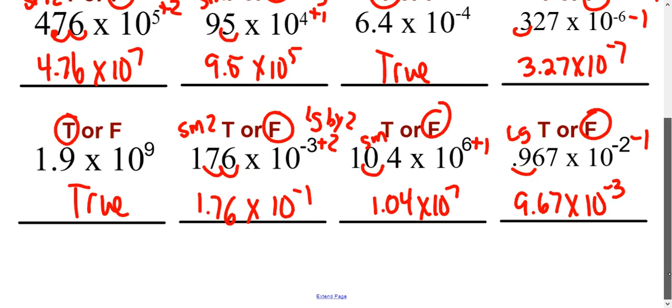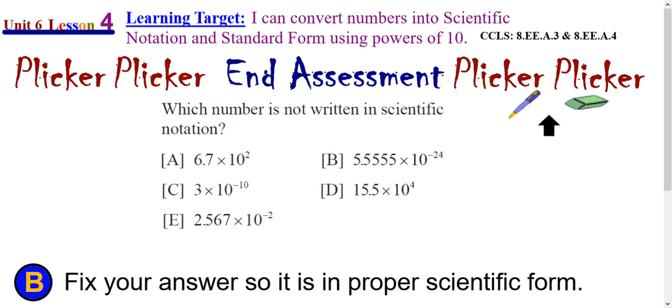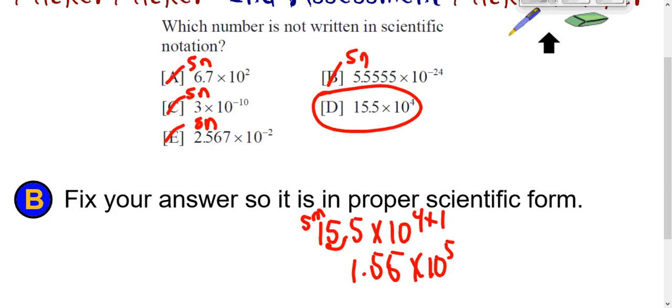All right. So, end assessment. Go ahead, pause the video right now and do the problem and see if you can correct which one is not written in scientific notation. Fix your answer so it is in proper scientific notation, and pause now. So here we go. D is your answer. All the rest of them are in scientific notation. That first number is between 1 and 10: 6.73, 2.567, 5.555, and then 15.5 is the only one that is not between 1 and 10.